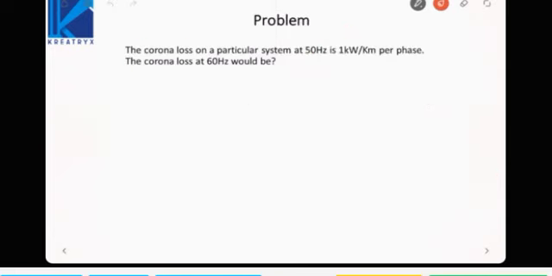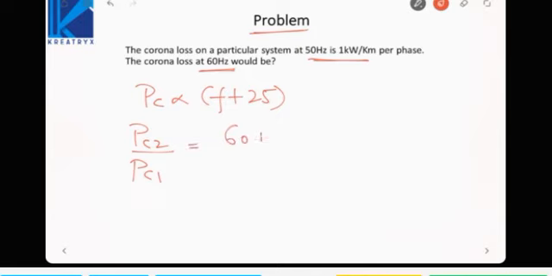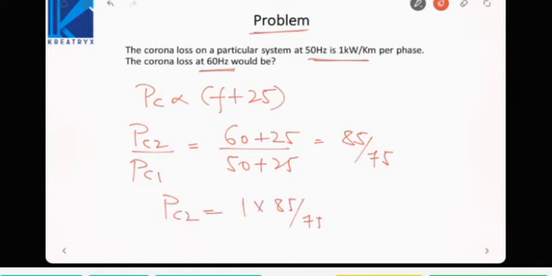Let us look at a problem based on corona. Corona loss at 50 Hz is given to me. We have been asked the corona loss at 60 Hz. Corona loss is proportional to (f plus 25). So, PC2 by PC1 will be (60 plus 25) divided by (50 plus 25). That is 85 by 75. So, it will be 1 into 85 by 75. That will come out to be how much? 1.13 kilowatt per phase per kilometer.